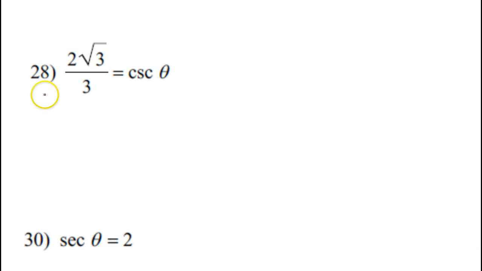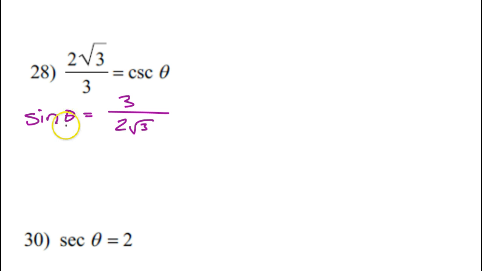Okay, let's look at number 28. We want to find theta, where the cosecant of theta is equal to 2 radical 3 over 3. This is a reciprocal trig function, so let's start by converting this over to a regular trig function. Cosecant is the reciprocal of sine. So that means that the sine of theta must equal 3 over 2 radical 3.